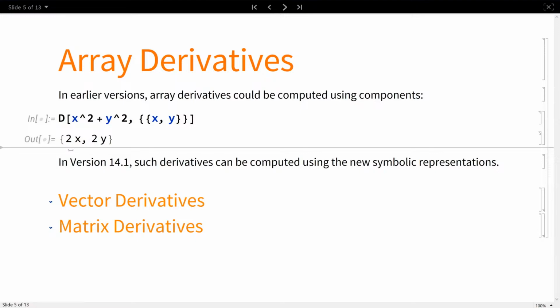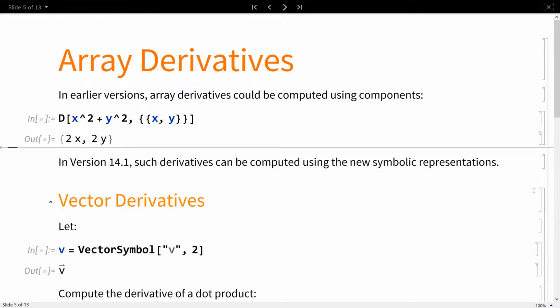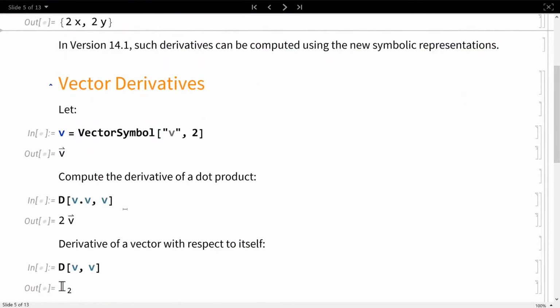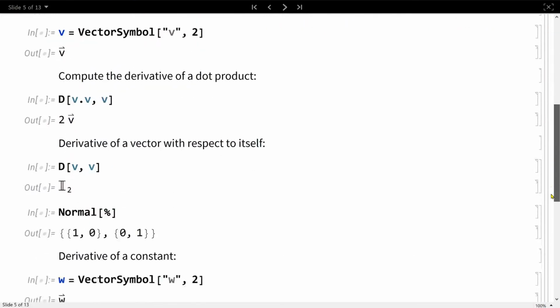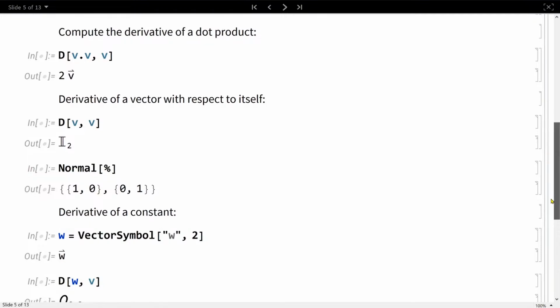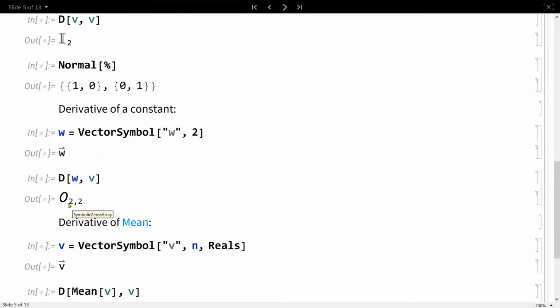So in version 14.1, such derivatives can be computed using the new symbolic representations. So for example, let's say you have a vector symbol of length 2, and then you compute the derivative of dot product, you get back twice the vector. And if you compute the derivative of a vector with respect to itself, you get, in this case, the identity matrix of order 2, if you think about all the partial derivatives. And of course, if you've got a constant vector with respect to v, then you get back a zeros array.